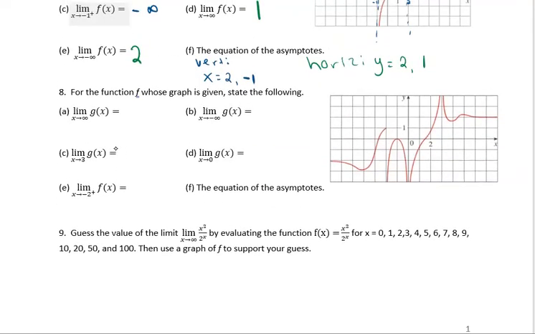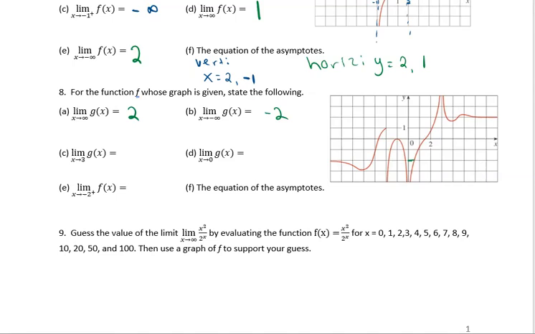For the function f whose graph is given, state the following. Okay, here we go. We have the limit as x approaches infinity. So we're approaching infinity. So that means we're looking to see, could this be a horizontal asymptote? Let's look. X is approaching infinity right here. So that looks like y is approaching 2. So that would be a horizontal asymptote. Let's look at the next one. X is approaching negative infinity. Here it is. Negative infinity would be this way. It looks like we are approaching -2. There we go. So again, looks like a horizontal asymptote.